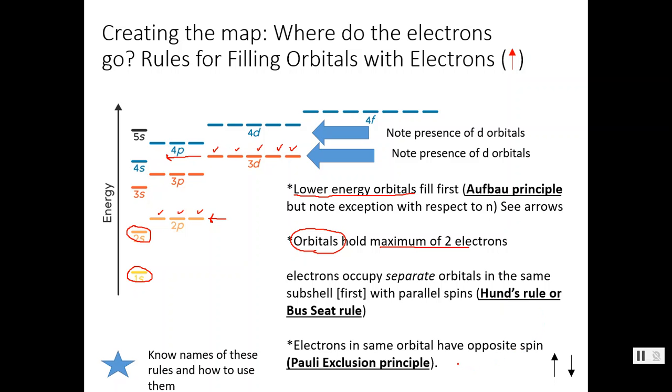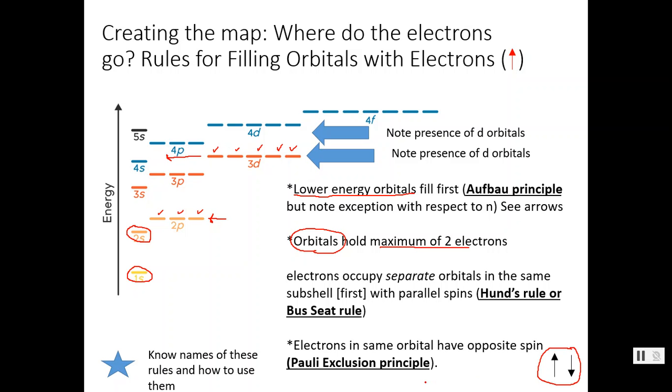Then the final rule is the Pauli exclusion principle. That just states that if two arrows have to be in the same orbital, then their spins must be opposite. What that means for this course is that two electrons in the same orbital, in the same region of space, have to be written pointed in opposite directions.